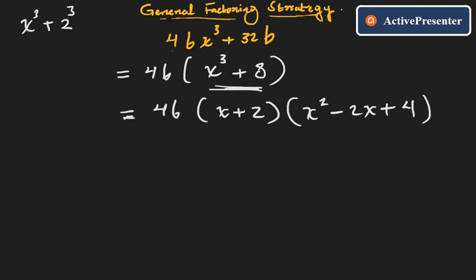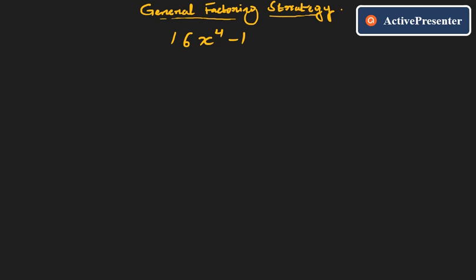Another question. 16x to the power 4 minus 1. Can we take the greatest common factor? No, we don't have a greatest common factor. Can we factor it using the binomial method? We know this is 4x squared, all squared, and this is 1 squared, right? So we will factor it using the difference of two perfect squares.